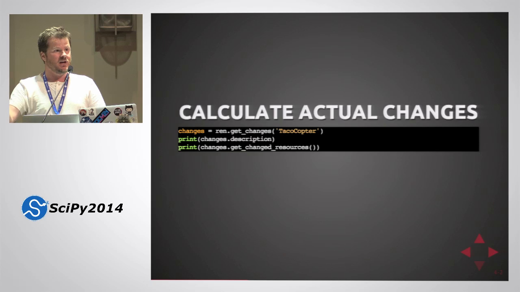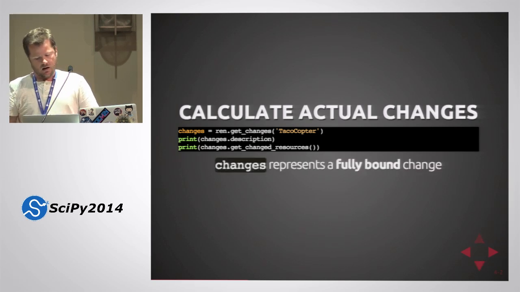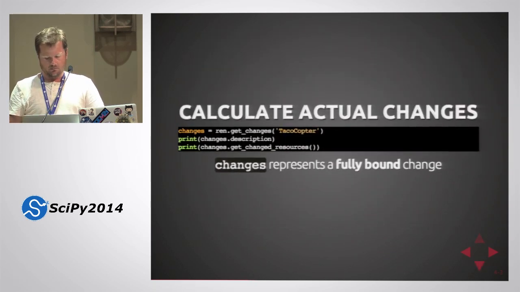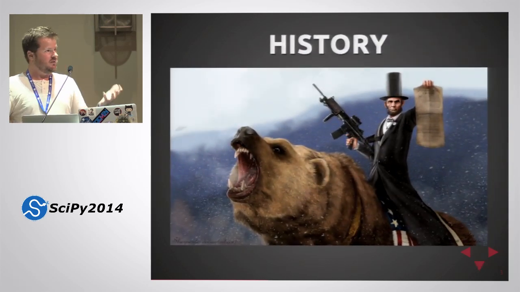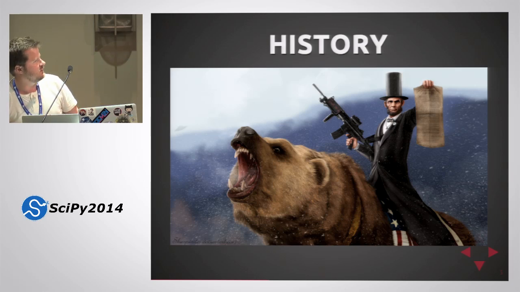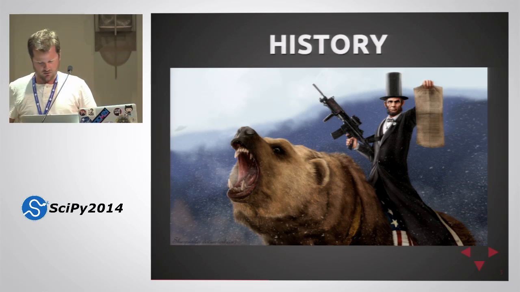So you can activate the changes, and then it calculates all the changes, and you can query them, but it doesn't actually do them at that point. So you can actually look at a change before you do it, which is reasonably good. So a change is fully bound. Finally, you execute the change, and it actually manipulates the files on the drive. So another big feature, this is the most historically accurate picture I could find to put in here. We're talking about history of changes.